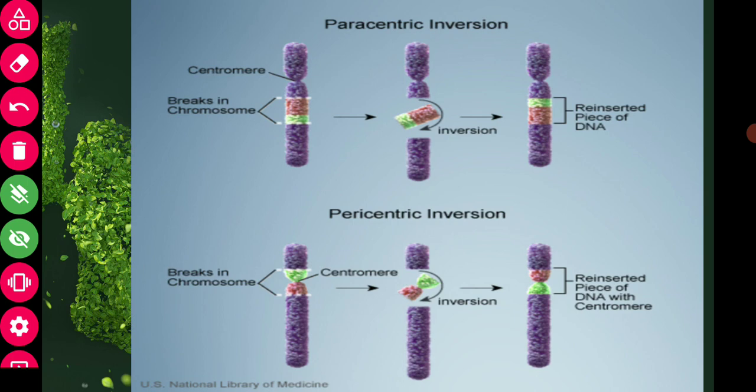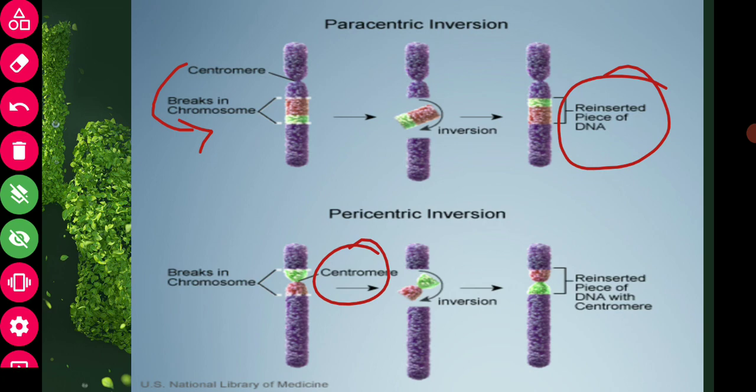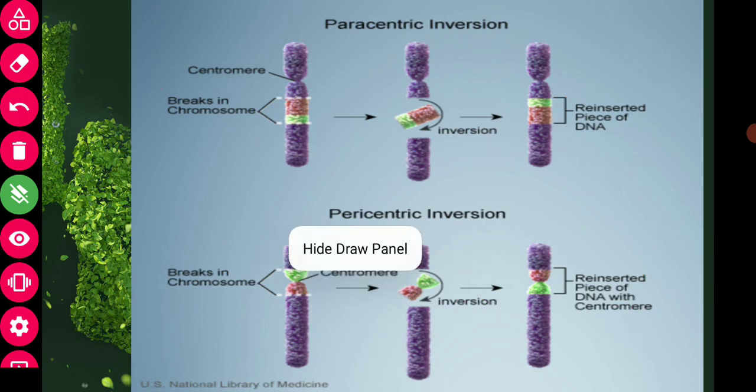Now this is the pictorial representation of inversion. You can see this paracentric inversion is away from the centromere, so there is no involvement of the centromere, and this segment is inverted and gets attached, refused. Whereas in the second case, in pericentric inversion there will be involvement of the centromere, and here there will be inversion, and this portion will get attached in reverse order. So this was about the paracentric and pericentric inversion.